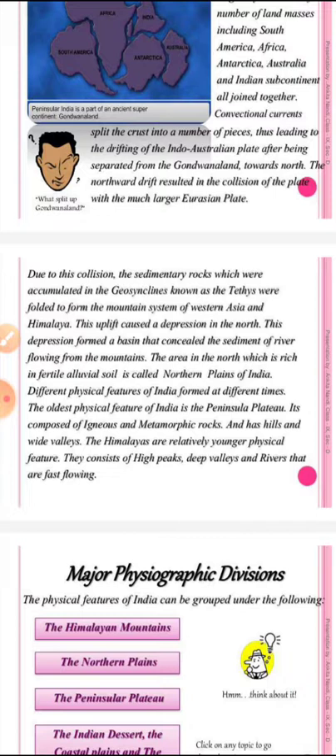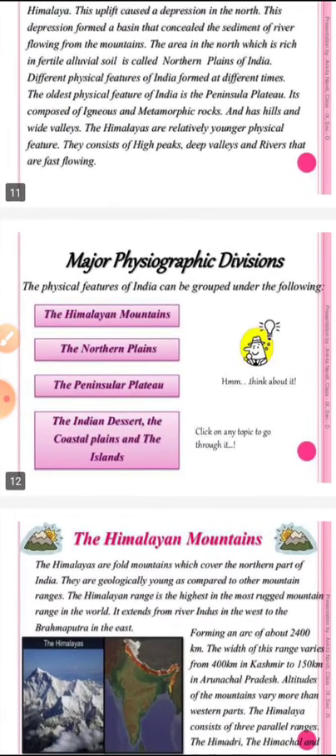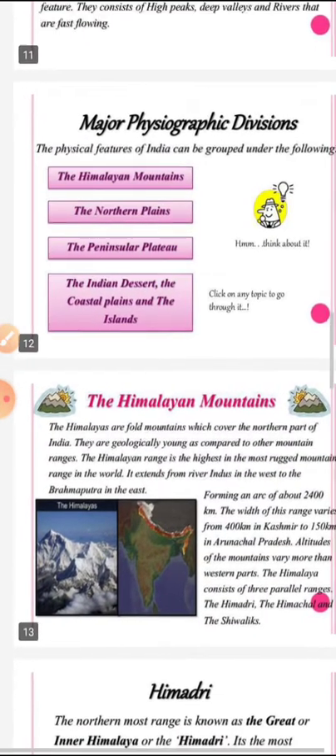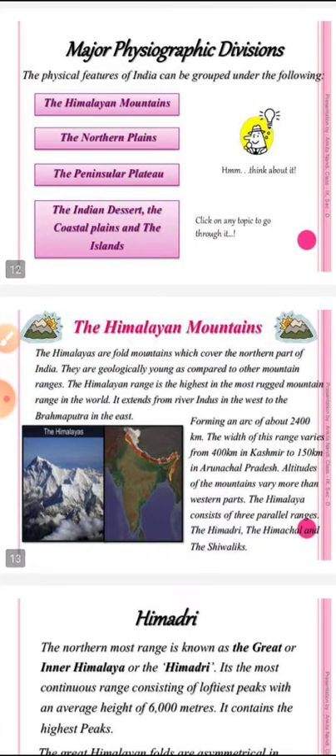After that, we will discuss the major physiographic divisions of our country. First, let us discuss the Himalayan mountains. They are geologically young and structurally fold mountains. These mountains run in a west-east direction from the Indus in the west to the Brahmaputra river in the east. It lies just like an arc along the northern frontier of our country, and the total length is about 2400 kilometer, and the width varies from 400 kilometer in Kashmir to 150 kilometer in Arunachal Pradesh.